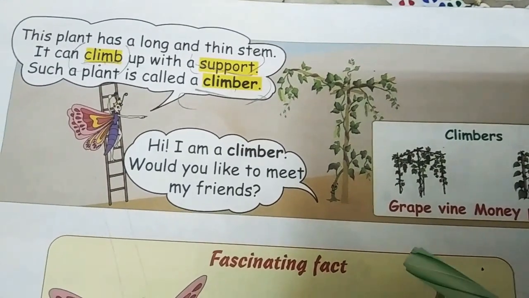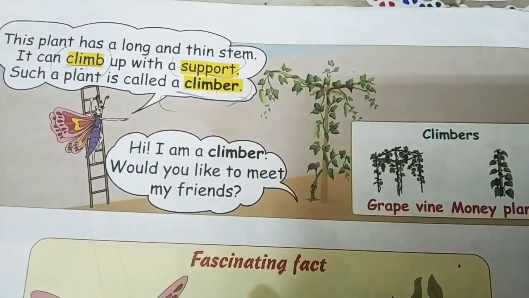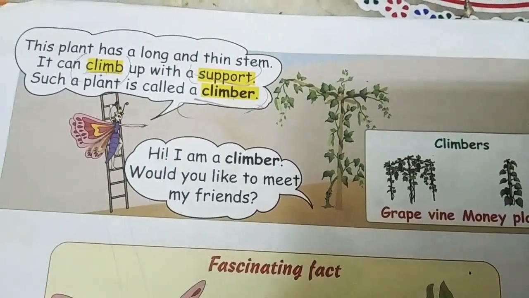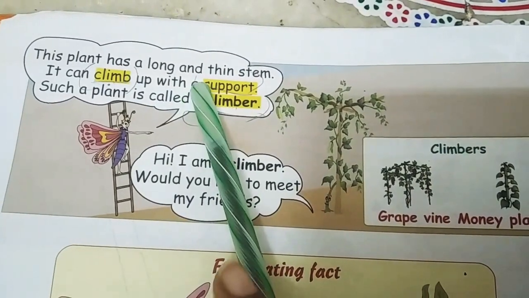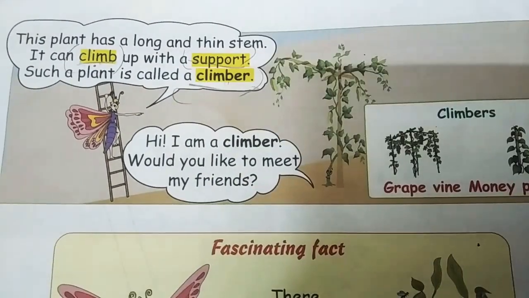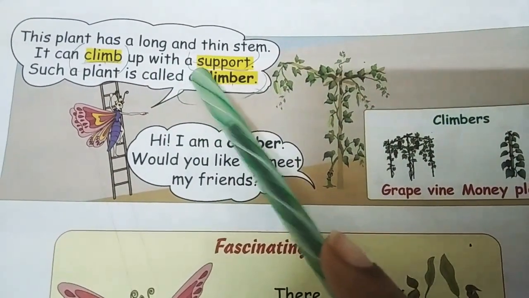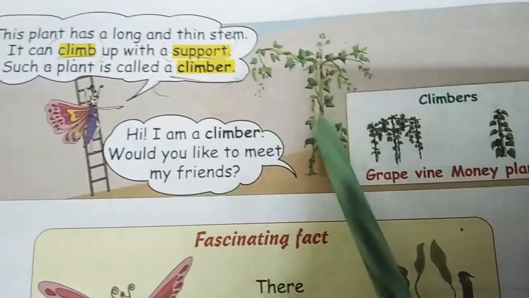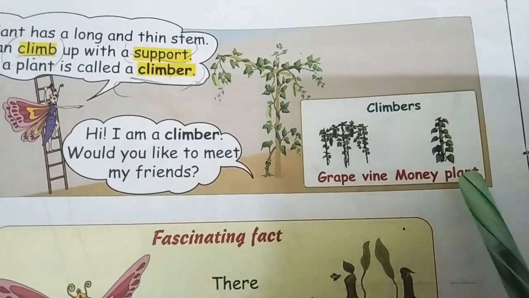Now coming to another type of plant, that is climber. Have you seen a money plant? Yes, and you know how it climbs up, right? The plants which have a very thin stem, which cannot stand by itself but can climb up with a support, are called climbers. Examples of climbers are grapevine and money plant.